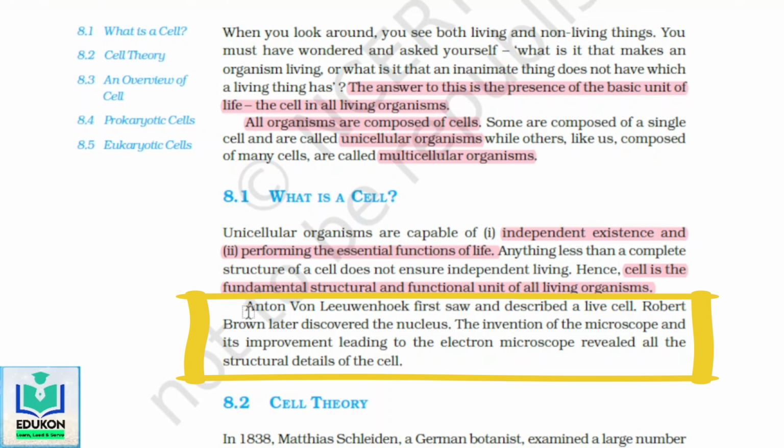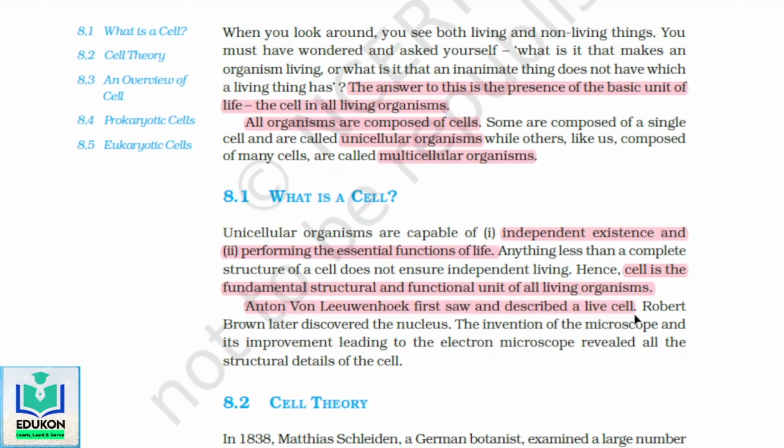Coming to the next sentence, we have the scientist Anton von Leeuwenhoek, who first saw and described a live cell. Remember this. There is another scientist who discovered the cell, his name is Robert Hooke. That is different. Here it is mentioned live cell. Anton von Leeuwenhoek first saw and described a live cell. It may be a straight question.